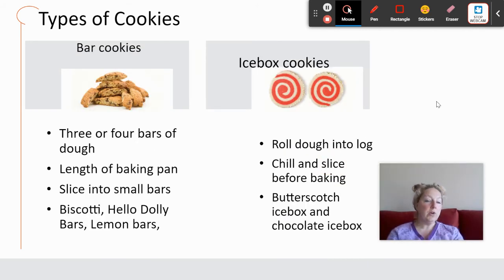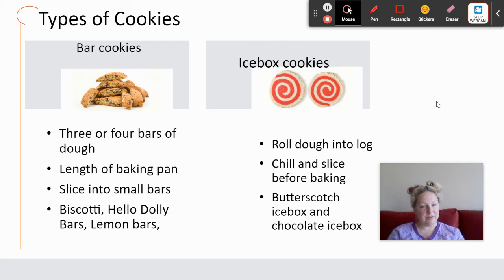There are also bar cookies. These can be cut before or after. They usually involve a little bit of a stiffer dough, or they're made in a pan. So biscotti is an example of a bar cookie. You bake them in a pan and then you slice them into small bars.